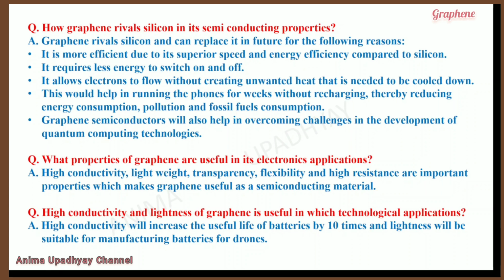What properties of graphene are useful in its electronics applications? High conductivity, lightweight, transparency, flexibility and high resistance are important properties which make graphene very useful as a semiconducting material. High conductivity and lightness of graphene is useful in which technological applications? High conductivity will increase the useful life of batteries by 10 times and lightness will be suitable for manufacturing batteries for drones.